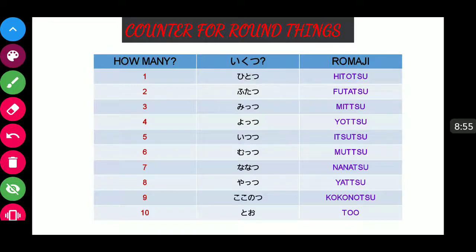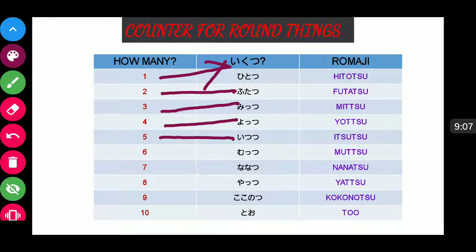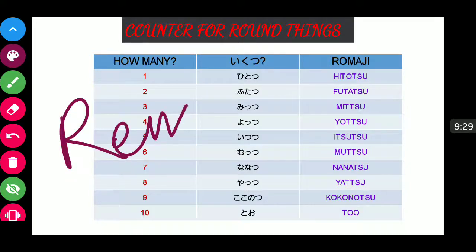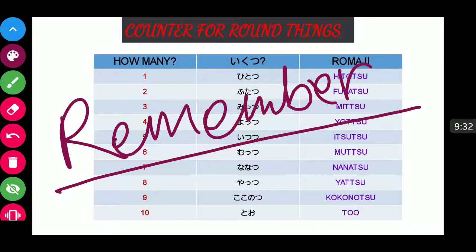So let's learn one to ten. One is hitotsu, two is futatsu, three is mitsu, four is yotsu, five is itsutsu, six is mutsu, seven is nanatsu, eight is yatsu, nine is kokonotsu, and ten is to. These are special or exceptional ways of counting round things. There are no other ways, so besides remembering, we don't have another option.